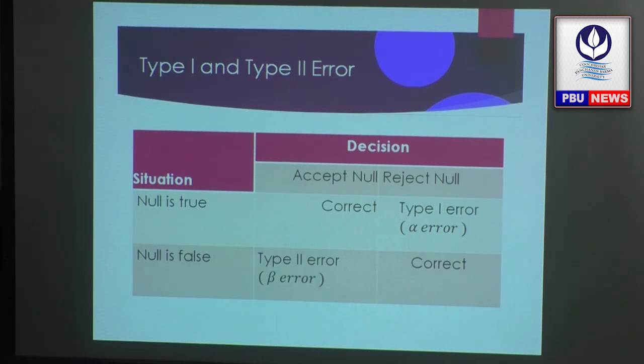Third quadrant: here the null is false, but we accept the null. This type of error is called a type 2 error. And when the null is false and we reject the null hypothesis, this is correct, that means this is the correct decision.